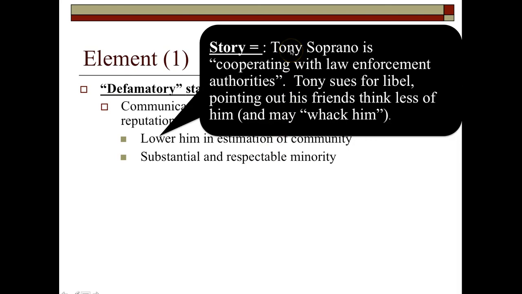Let's look at an example. Suppose a newspaper reports that Tony Soprano is cooperating with law enforcement authorities. This is not defamatory. It doesn't lower his reputation in the community. He might argue that his friends think less of him, but look at the test. It has to be a respectable minority, so his friends, mafia people, do not count.